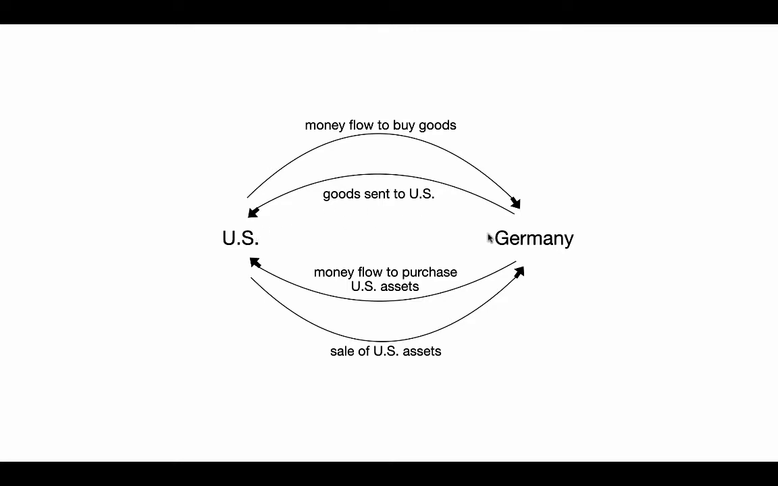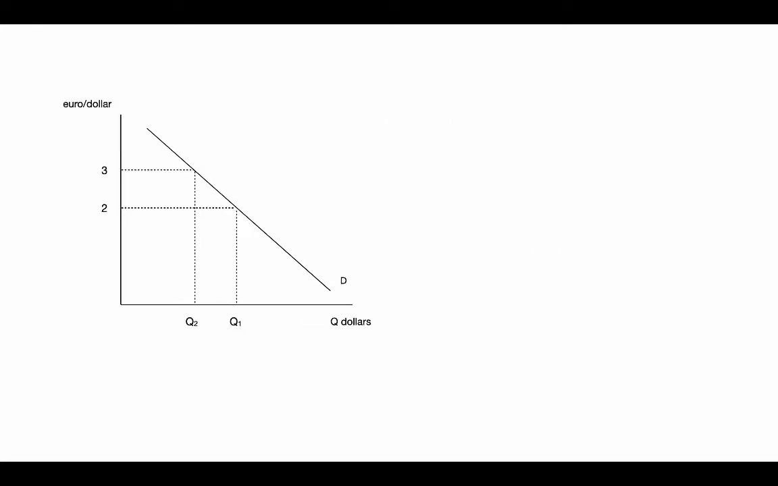So the price of one currency relative to another. That's what we're going to look at here. So here we have the exchange rate between euros and dollars. And it's always going to be a pair of currencies. So it could be dollar yen, dollar euro, whatever.